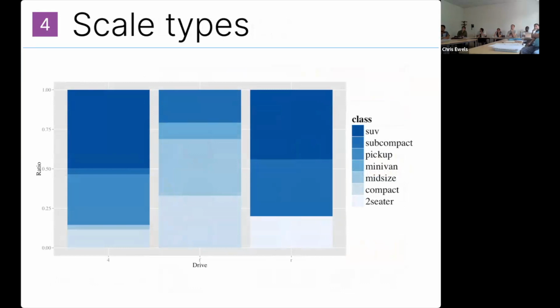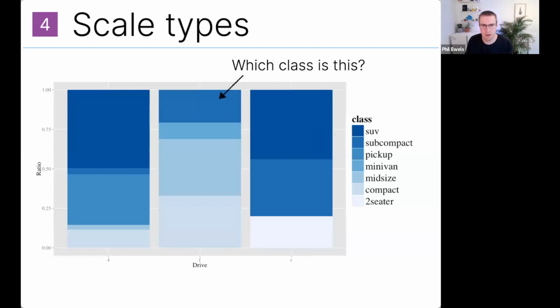People are saying sequential, is that? Sequential. Yeah. This is a sequential color scale. It should have been categorical. The reason why, can anyone tell me what that is? Which class it is from a legend? Pickup. People are saying pickup. Yeah, you had to think about it, right?